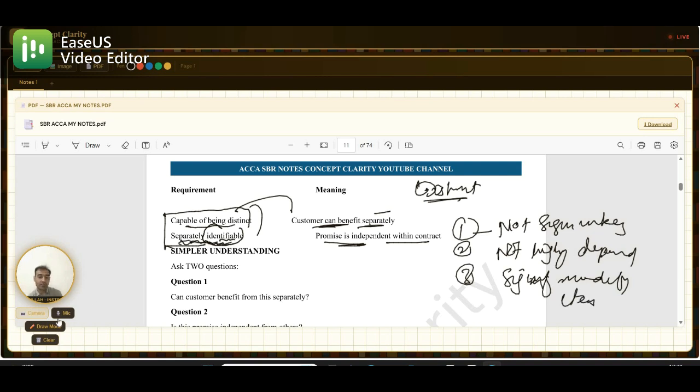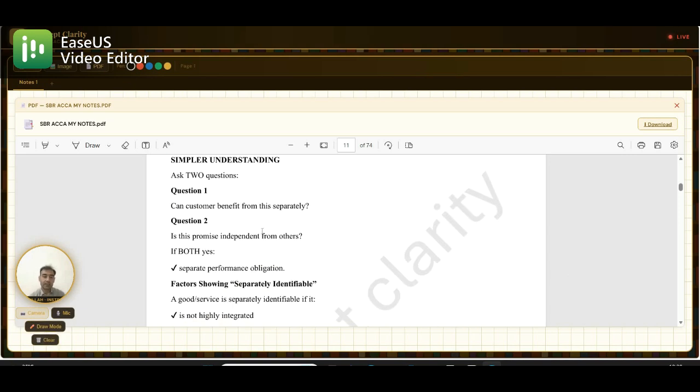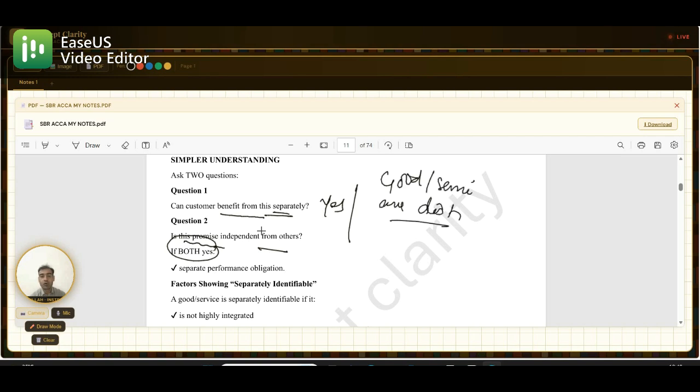Now you have to ask two questions: can the customer benefit from this separately? If yes, then you ask another question: is this promise independent from another? So if both are yes, then it means that the goods or services are distinct. Okay, and if you have a promise to transfer distinct goods and services, then there is a performance obligation. And this is the second step when you are recognizing revenue.